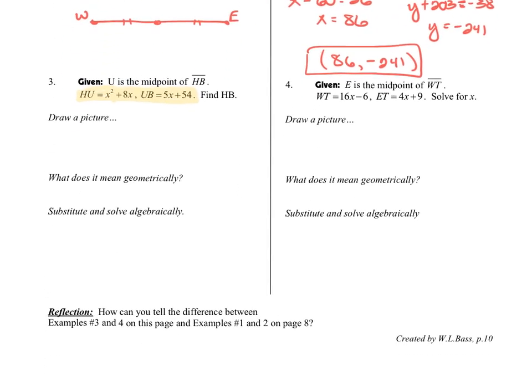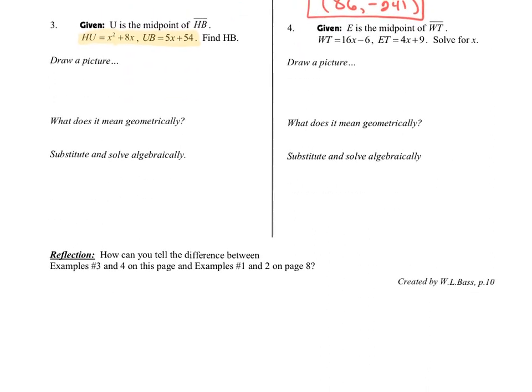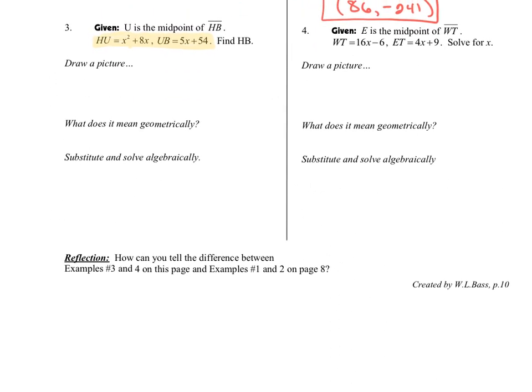Now, on our next two examples, we're going to use our definition of midpoint. So we're going to draw some pictures and combine this with our segment addition postulate. Again, remember that you need to have the examples here that I have for HU and UB so that your problem will match mine. All right, so I'm told that U is the midpoint of HB.